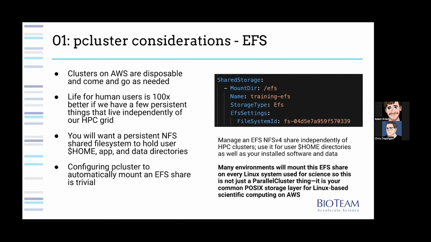So I really just want to make the case here that one of the things you should be thinking about is what infrastructure you have that you want to persist if your HPC clusters on the cloud come and go all the time. For us, there's a huge value in having a persistent POSIX layer. And this is not just a ParallelCluster thing. If you do this right, this becomes the POSIX layer that gets mounted to every Linux system in your AWS-based scientific computing environment. It's just a good place to put your apps, tools, user home folders, things like that, Conda environments, whatnot.